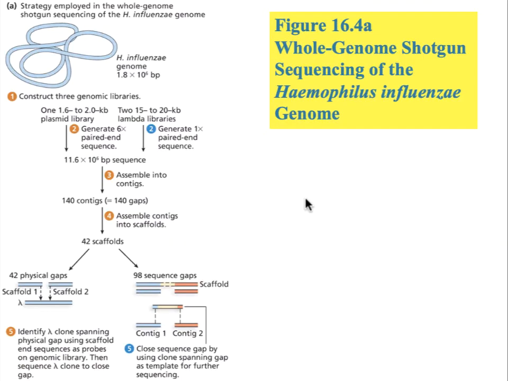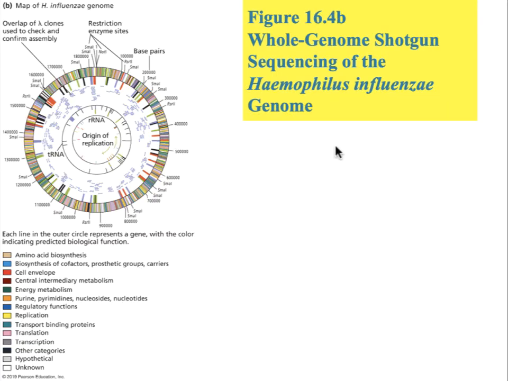The entire challenge of sequencing Haemophilus influenzae is presented in Figure 16.4a. Figure 16.4b gives us an annotated view of the chromosome showing where different genes of different types are located along the entire chromosome.